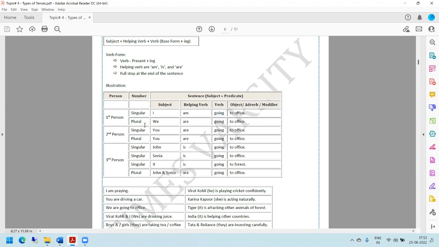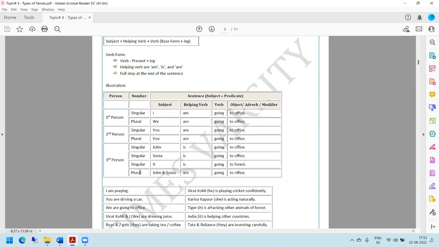Similarly, with first person plural, we, helping verb are is used. We are going to office. Then second person singular, you are going to office. Even for plural, the pronoun you is used. So you are going to office. However, in third person singular, like John is going to office, Sonia is going to office, it is going to forest, the helping verb is is used.